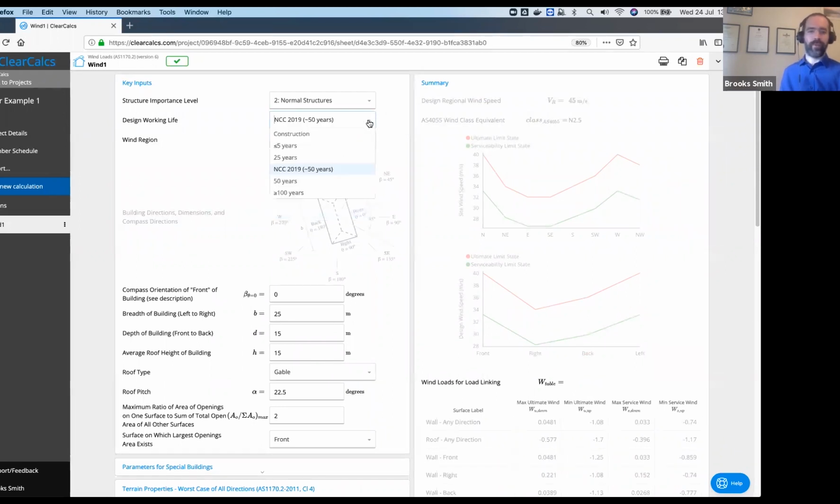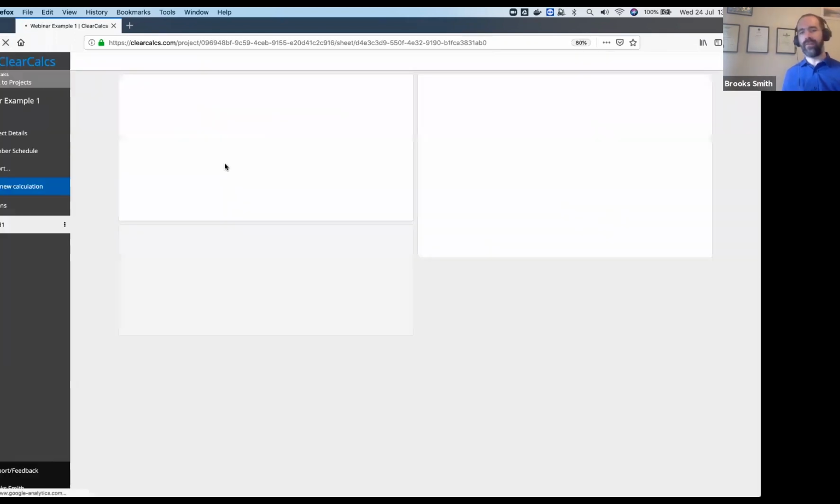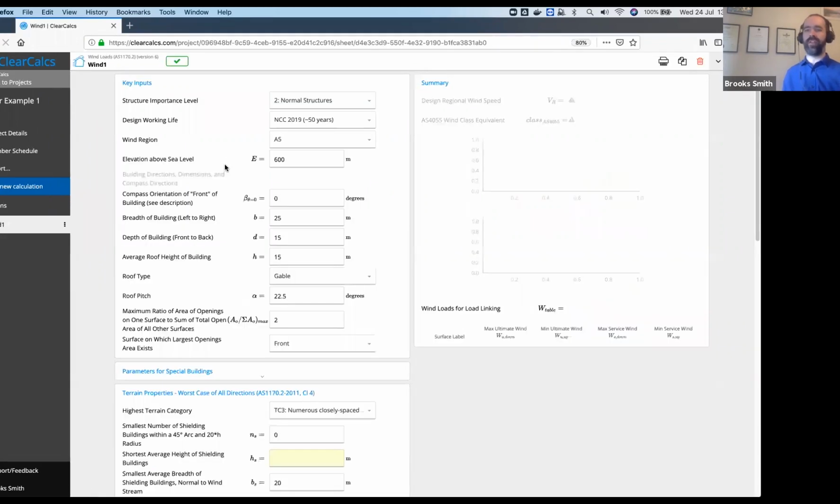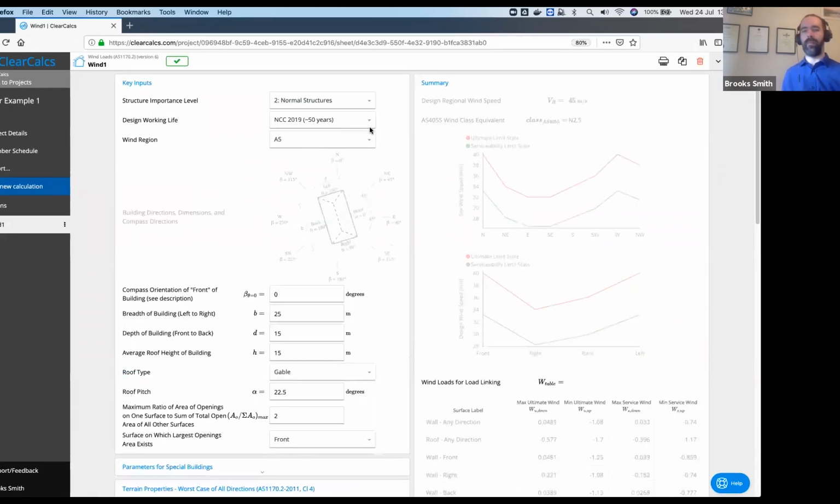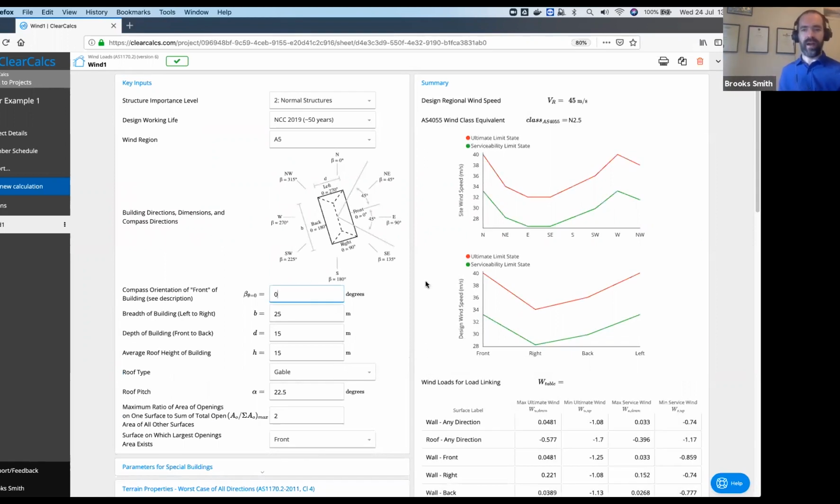For most structures, you are going to have an NCC design working life. You can change this as well, though. And you can change it to higher design working lives, or if you have a non-NCC structure, such as some particular temporary work structures, they may be designed to different working lives as well. We automatically load you up with some default values.